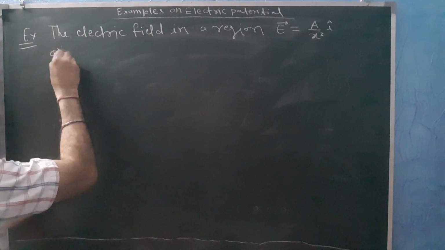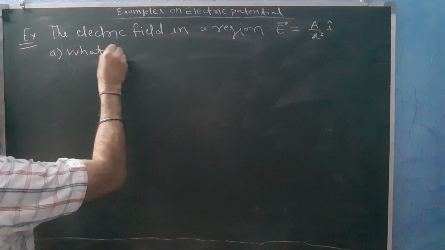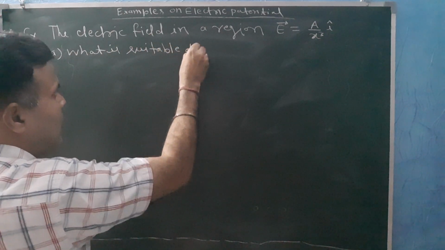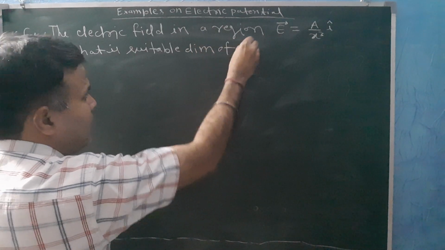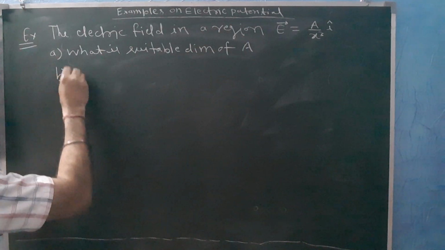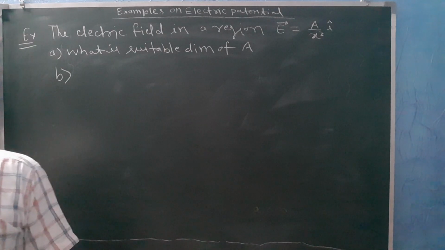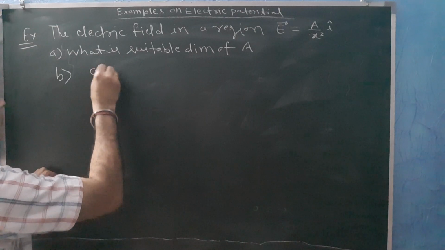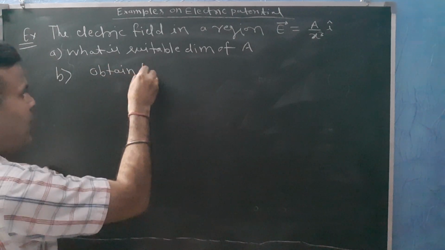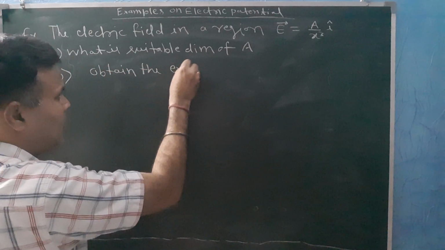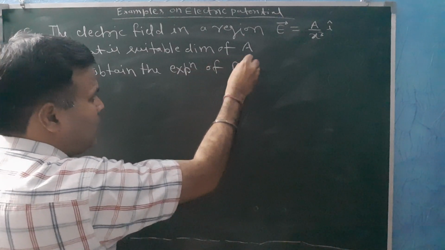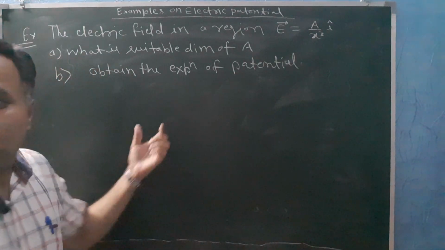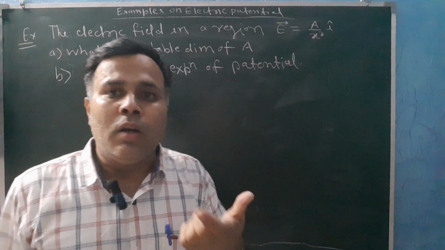For this profile, first, find out the suitable dimension of A, and second, obtain the expression of potential. So the whole question is divided into two parts.